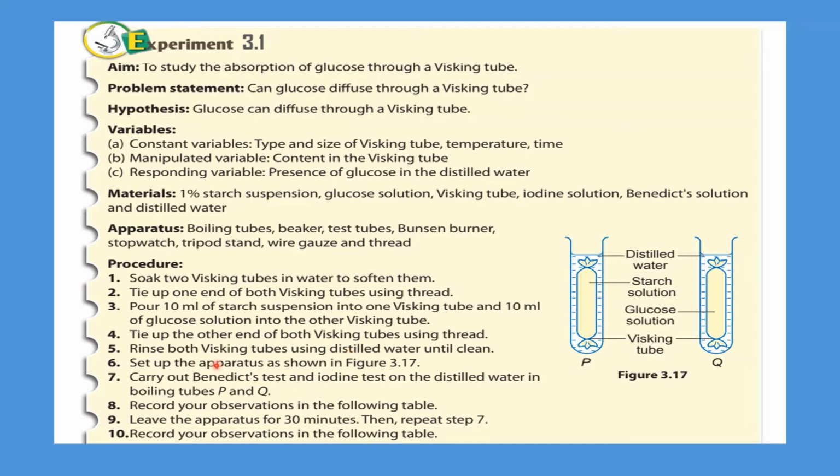Now rinse both Visking tubes using distilled water until clean. Then set up the apparatus as you can see in this figure. Then carry out the Benedict's test and iodine test on the distilled water in boiling tubes P and Q.